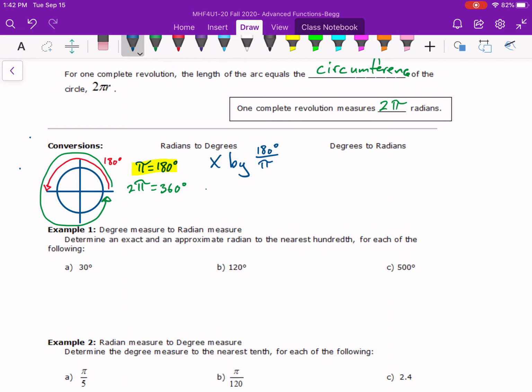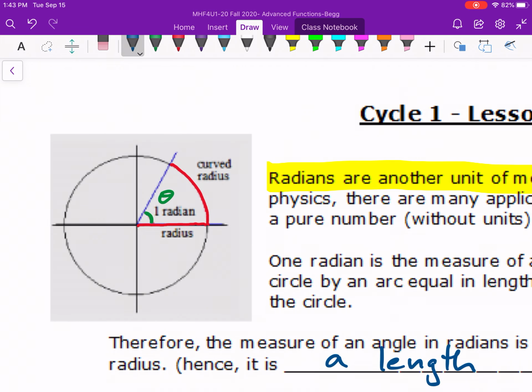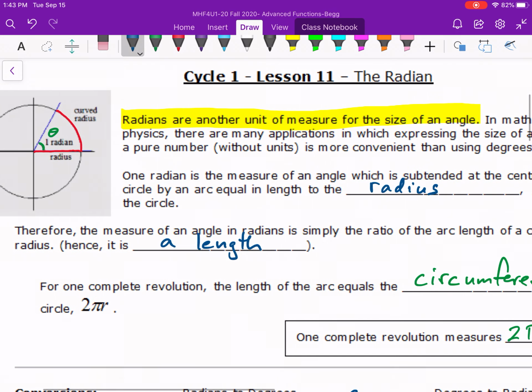So for example, if I had 1 radian and I wanted to know how many degrees that was, it is going to be 1 times the 180 over pi. And when I type that in my calculator, I get 57.3 degrees. If you remember the sketch I drew back here, it looks like it's to scale. That looks like it could be 57.3 degrees in here. So 1 radian is equal to 57.3 degrees.